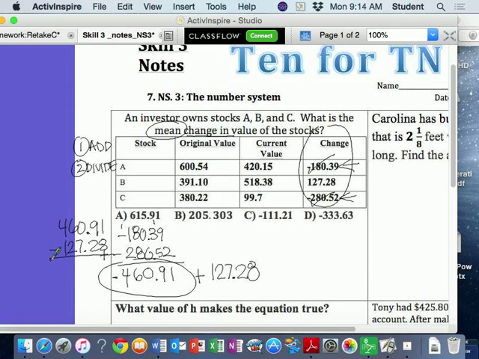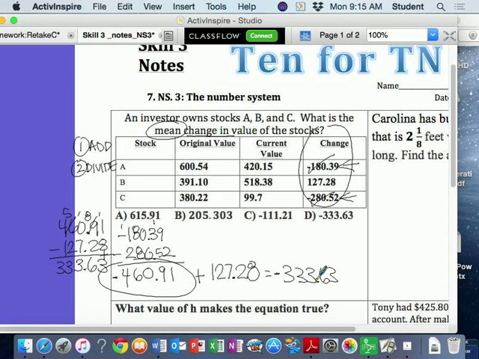Can I take 8 from 1? I have to borrow. Can I take 7 from 0? No. So I borrow, 10 minus 7 is 3. 5 minus 2 is 3. 4 minus 1 is 3. Is this going to be a positive or negative? Negative. We know that because looking at these two numbers, 460 has a higher absolute value, and that's a negative. So my answer is negative 333.63. Am I done?